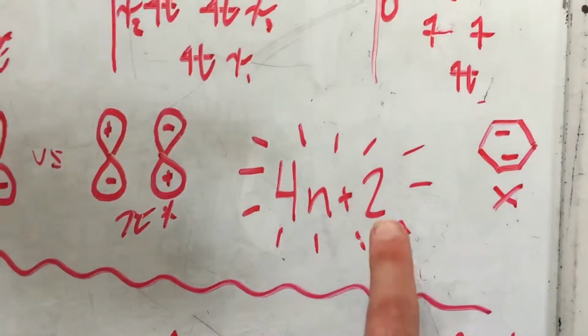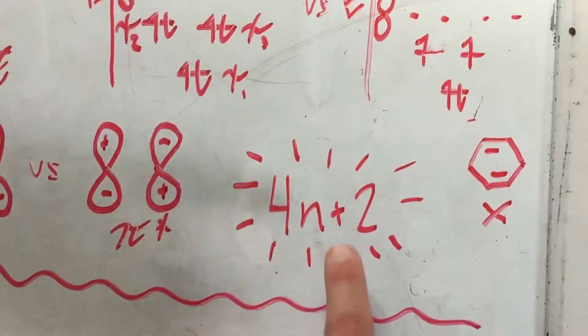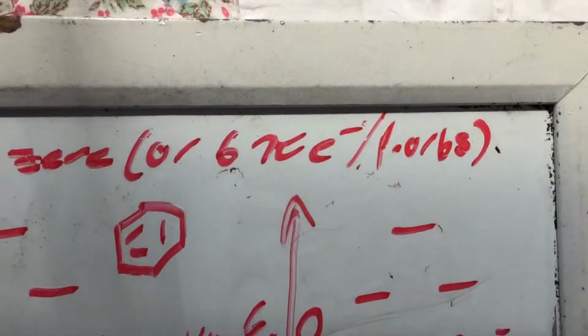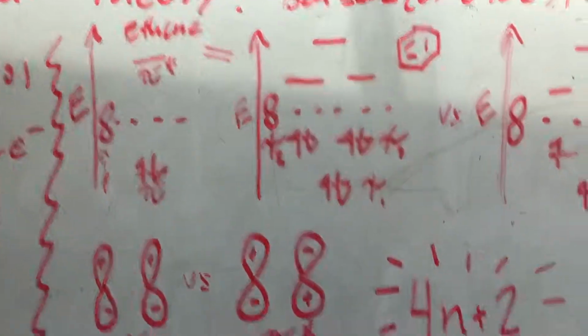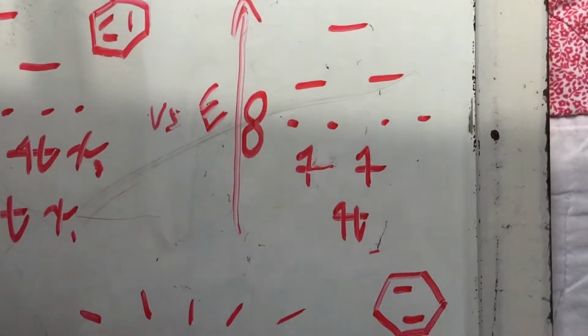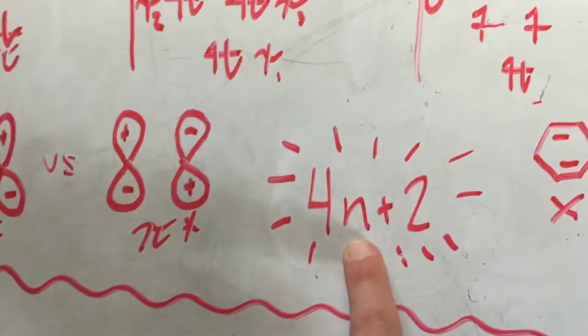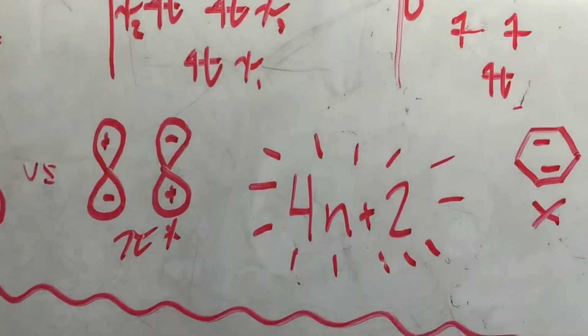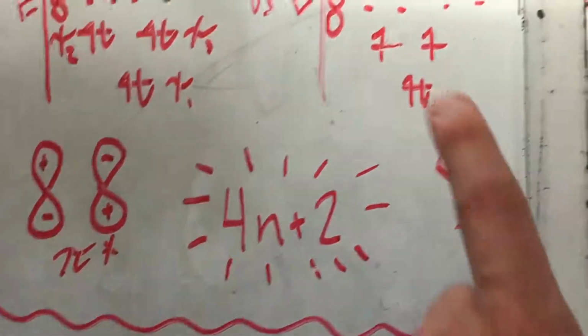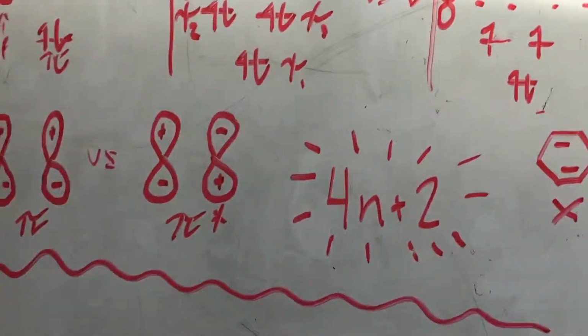For benzene, we can check it too. If we do 1 as our n, 4 times 1 plus 2 gives us 6. We have 6 pi electrons here, or p orbitals. Then we are good. Is there any way we can get 4? No, there's not, because this plus 2 always screws it up. So this n has to be a whole number, and we can find out if this is aromatic.